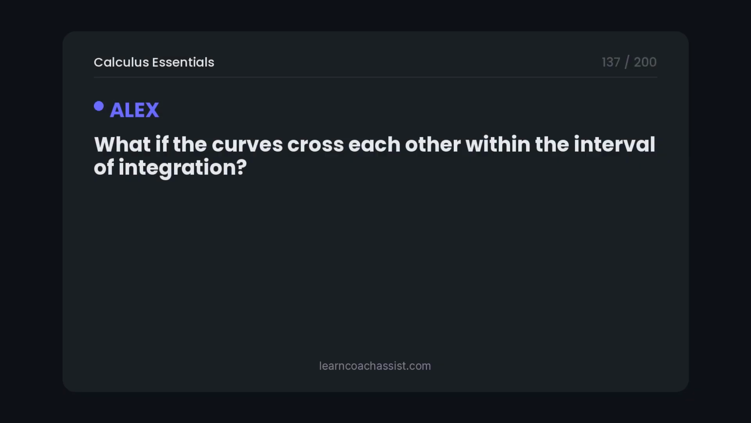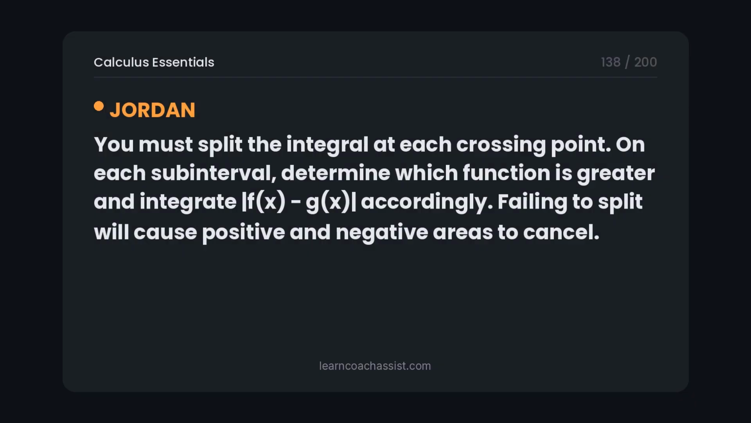What if the curves cross each other within the interval of integration? You must split the integral at each crossing point. On each subinterval, determine which function is greater and integrate f(x) − g(x) accordingly. Failing to split will cause positive and negative areas to cancel.